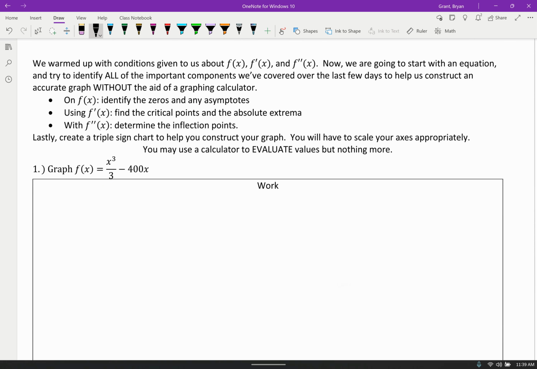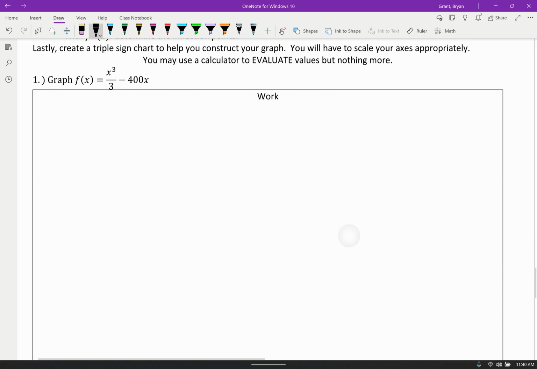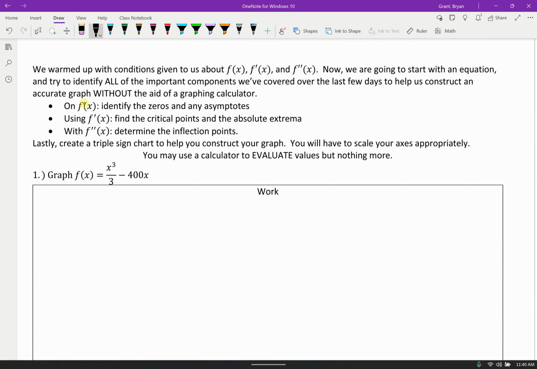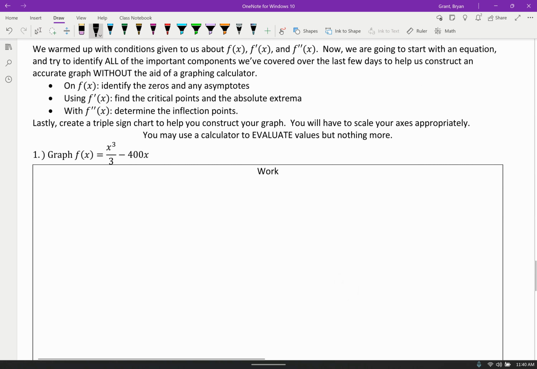The AP exam would not ask you to sketch a graph like this, but I really like concluding with this question for this lesson because it does a great job of both reminding you of what we've done in the past and gives you a nice idea of how we can bring everything together. So let's begin. I'm not sure the best way to organize our work here. We're going to need things about f prime and f double prime, and this might be a mess, but that's okay. Let's rock and roll.